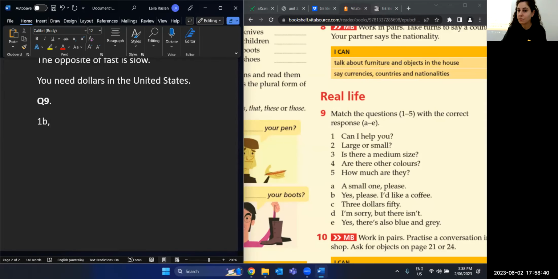Number 2, Roxana. 2A. So large or small?